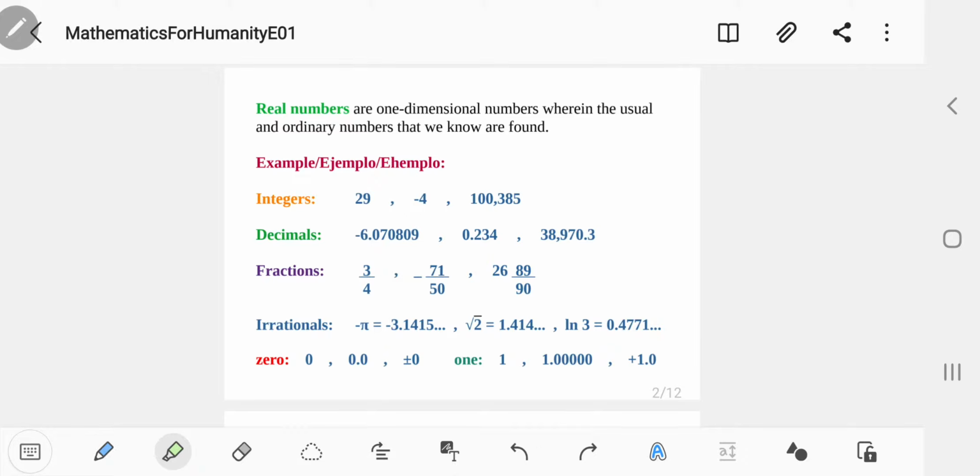And we also have the number 1, which is the first counting number that we know. This is 1. And it can be represented by this symbol or this one in decimal form or positive 1.0. You don't have to worry because the value is still 1.